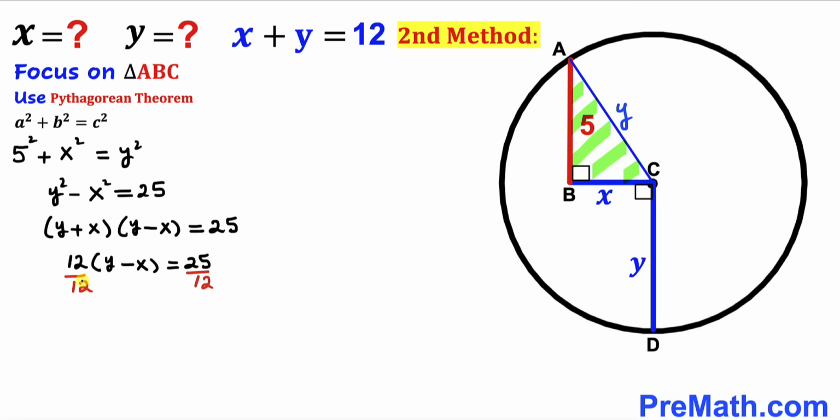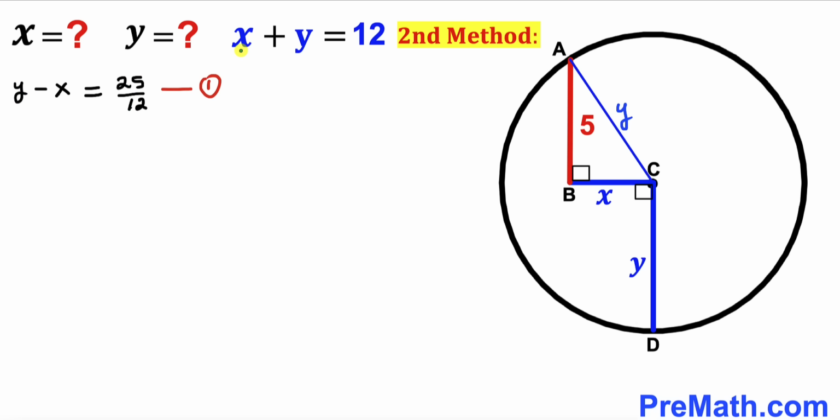And now we are going to divide both sides by 12. This 12 and 12 is gone. So therefore y minus x value turns out to be 25 divided by 12. And I'm going to label this one our equation number 1. And furthermore, our x plus y value is 12. So therefore I can write this one as y plus x equals to 12. And I'm going to label this one as our equation number 2.